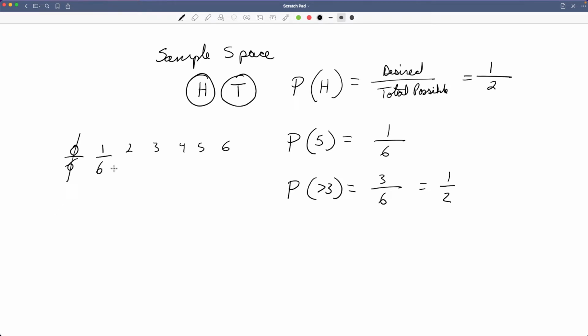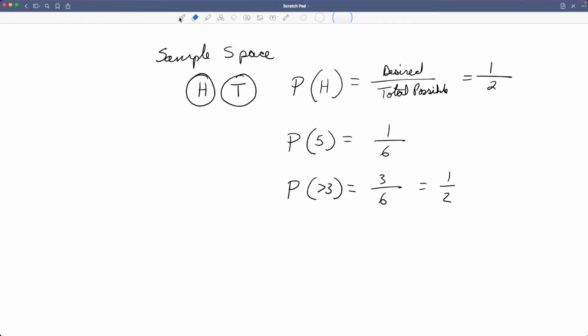So we get the 1, we could get the 2, we could get the 3, we could get the 4, we could get the 5, or we could get the 6 of each of those. Let me erase all of this.